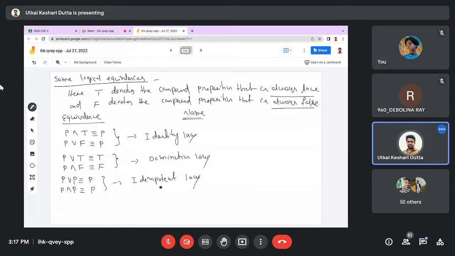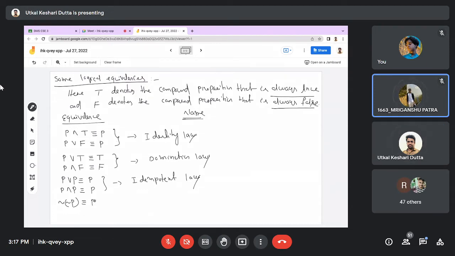Similarly, there are more standard laws. Negation of negation P, what will this be equivalent to? Use this symbol, equivalent. Negation of negation P will be simply P. This law is called the double negation law.